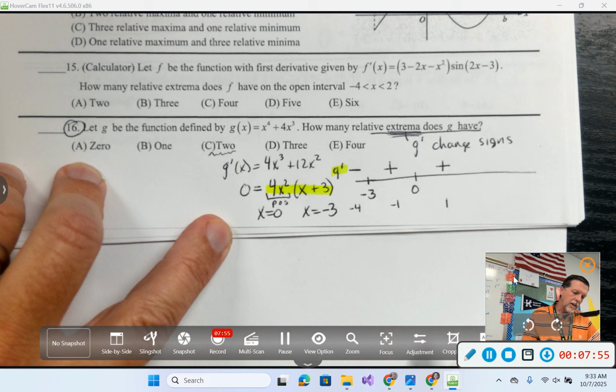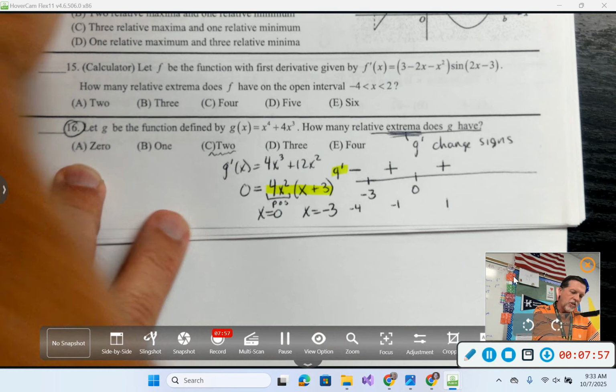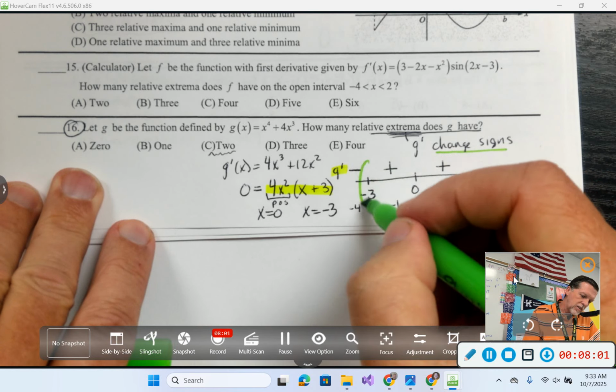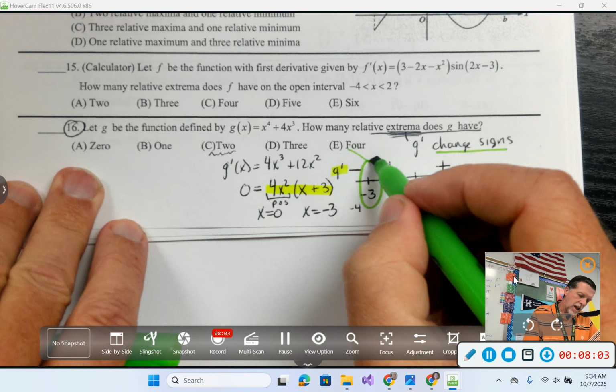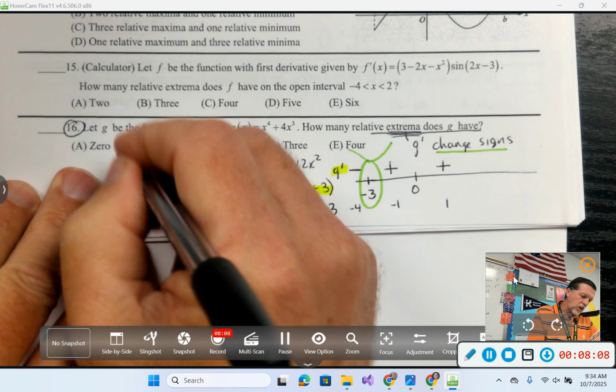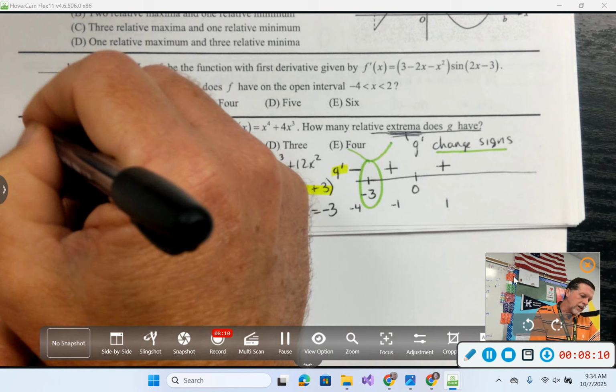Everything's positive. So if I'm looking for a sign change, it only happens once. It happens to be a minimum, but we didn't care about minimum. There's only one sign change. So there's only one extrema.